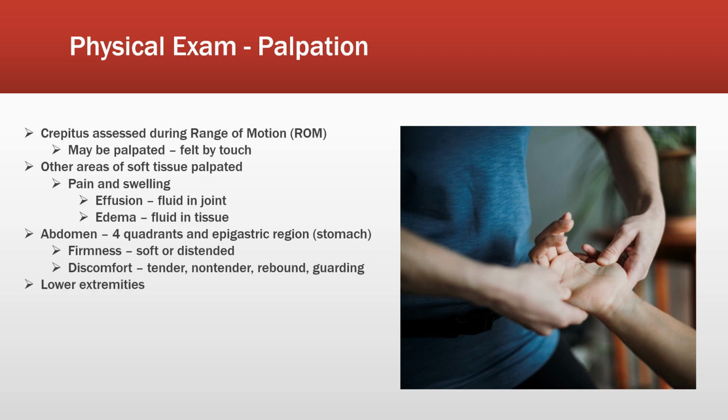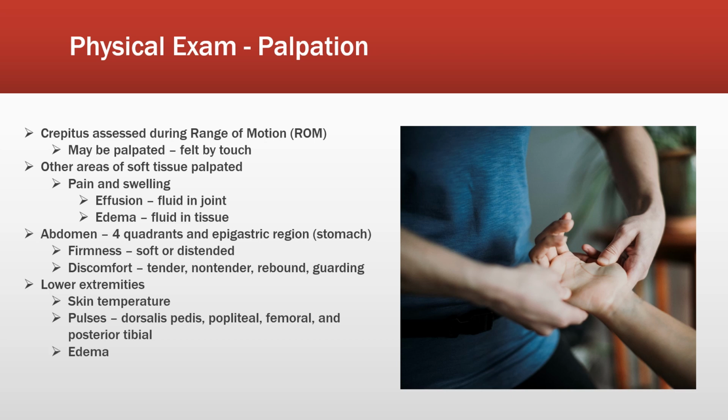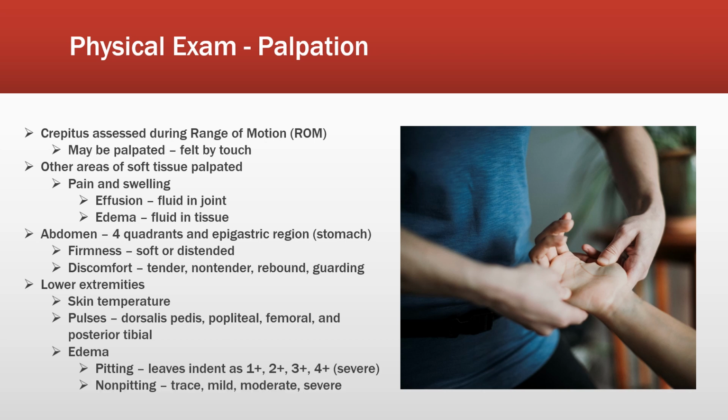Palpation of the lower extremities assesses the skin temperature, the pulses, including the dorsalis pedis, popliteal, femoral, and the posterior tibial, and the presence of any edema. If edema is present, it will be noted as either pitting, which leaves an indent when pushed on, and is rated as 1 to 4 with a plus sign, or non-pitting, usually documented as trace, mild, moderate, or severe.